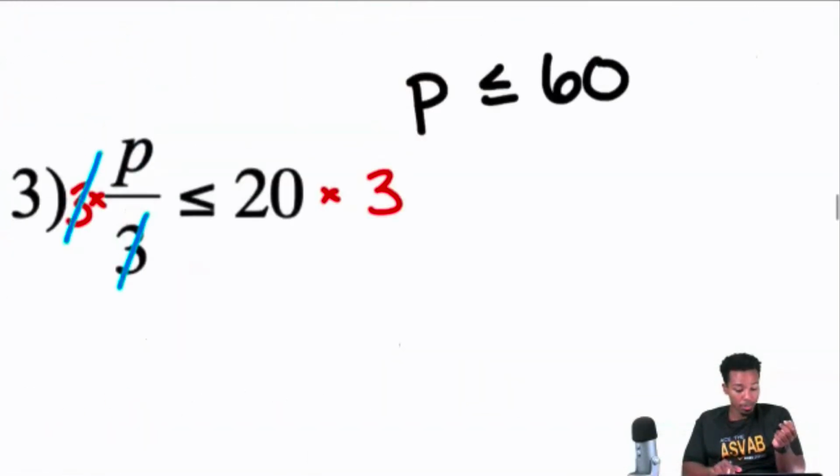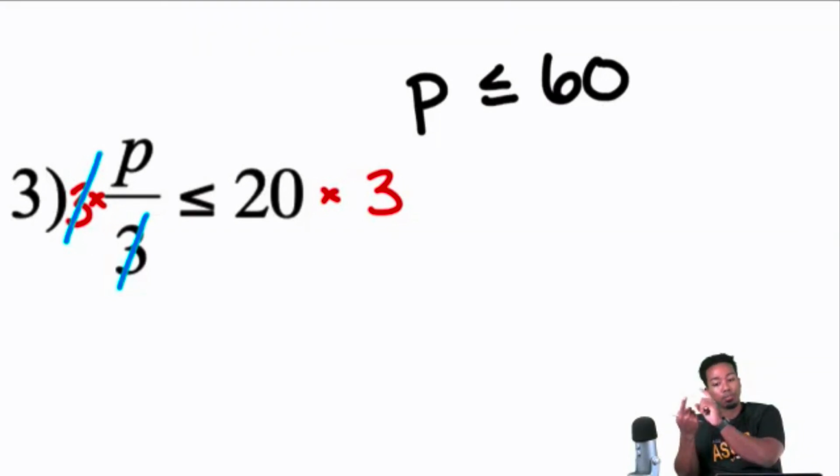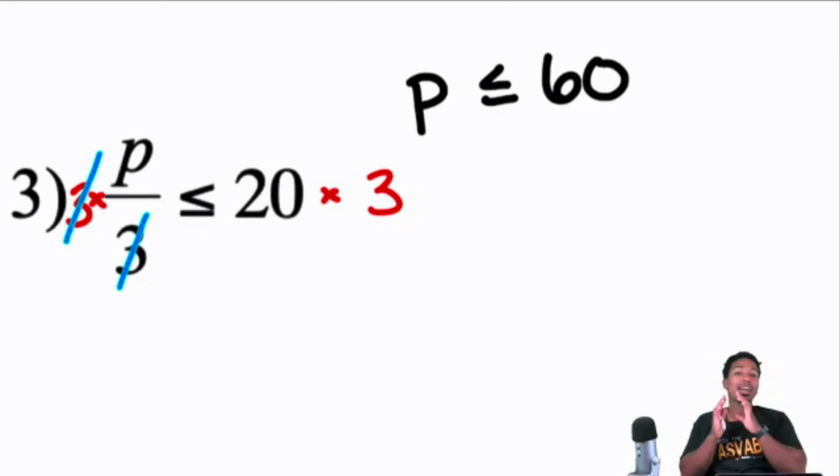And one more time over here, P divided by 3. There is no negative that we're dividing or multiplying by, and so therefore, the symbol stays the same. So just to recap, two things. One, you will always play off of the operations that you see and do the opposite. And two, when you're multiplying or dividing by a negative, that's when you flip. That's when you flip.